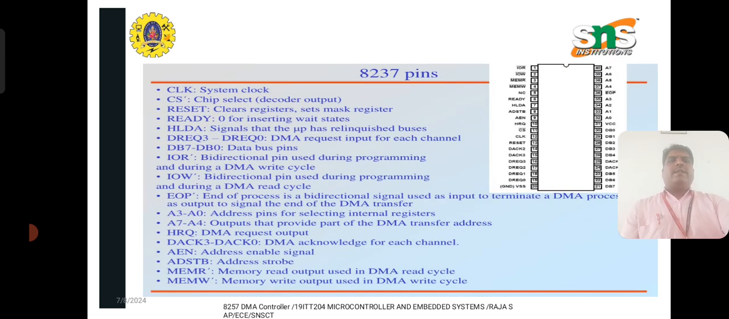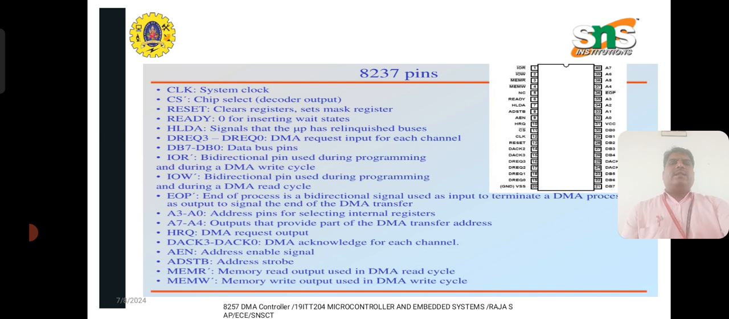The important pins available in the 8237 are CLK, the system clock; CS, chip select, which is used for selecting read and write operation; RESET, which clears registers and sets the mask register; READY, if it is 0, it inserts wait states; HLDA, which signals that the microprocessor relinquished the buses; DREQ0, the DMA request input for each channel; DB7 to DB0, used for data bus transfer; IOR, a bidirectional pin used during programming and during a DMA write cycle; IOW, a bidirectional pin used during programming and during a DMA read cycle; and EOP, end of process, a bidirectional signal used as an input to terminate a DMA process, and as an output to signal the end of DMA transfer.